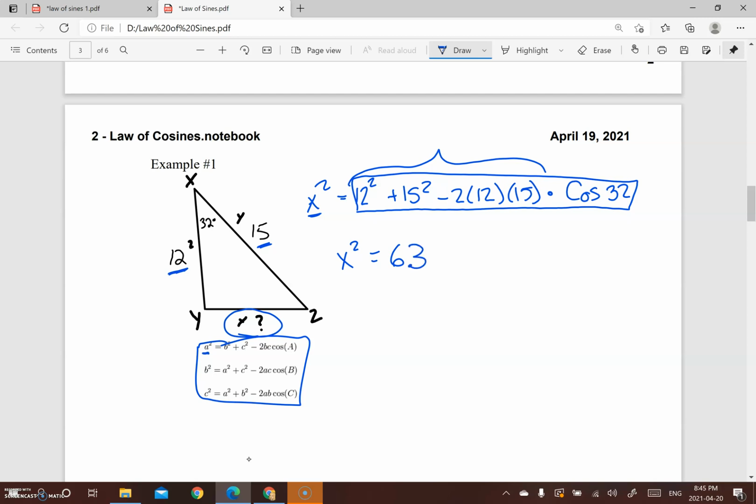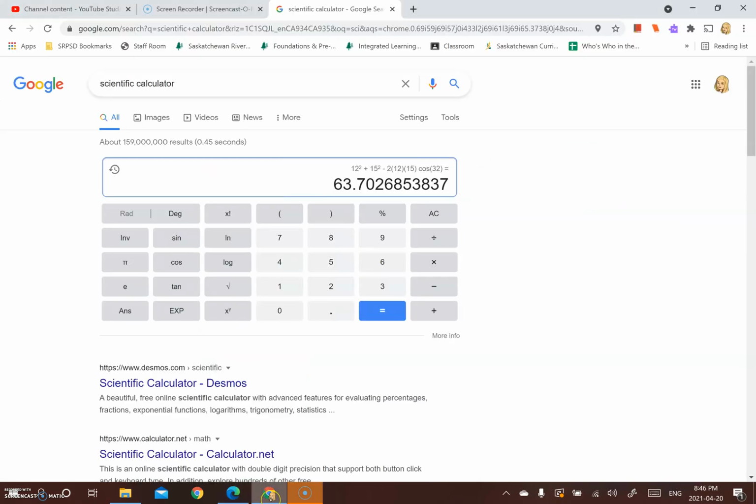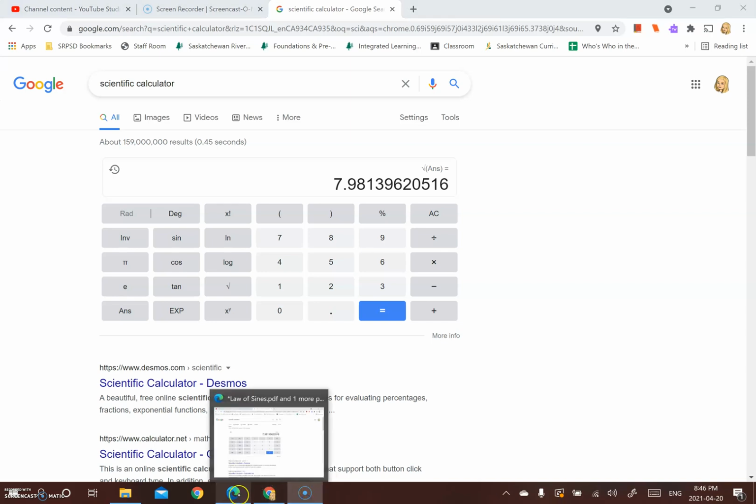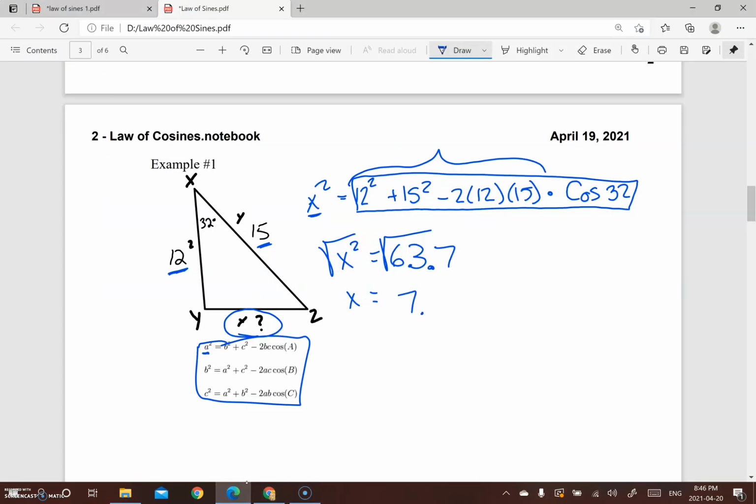63.7. I need to remember to square root. X squared is equal to 63.7, but I have to square root to just get x. So the square root of 63.7. Square root my answer. 7.98. There's my length.